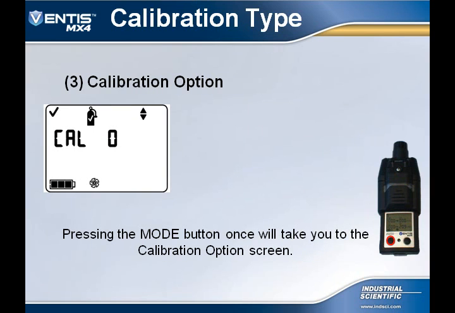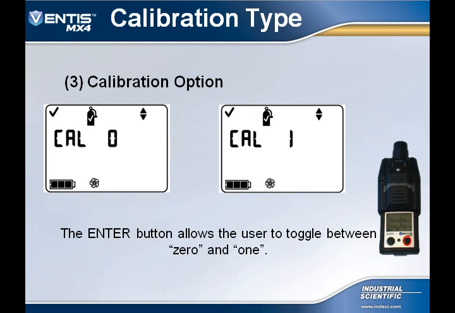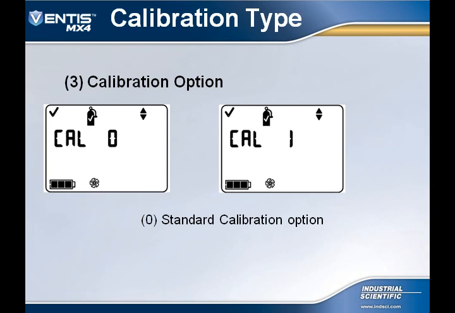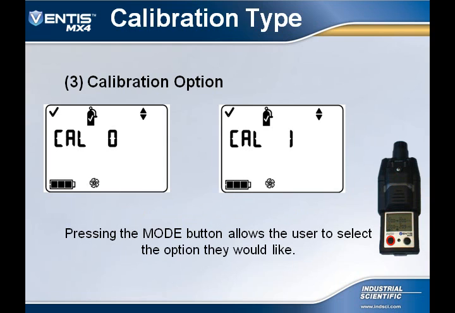Pressing the mode button will take the user to the next screen in the configuration mode, which is the Calibration Option screen. Pressing the enter button will toggle the display between Cal 0 and Cal 1 screens. Cal 0 sets the instrument to calibrate with standard calibration. Cal 1 sets the instrument to calibrate with the quick calibration. Pressing the mode button will select the option the user prefers.